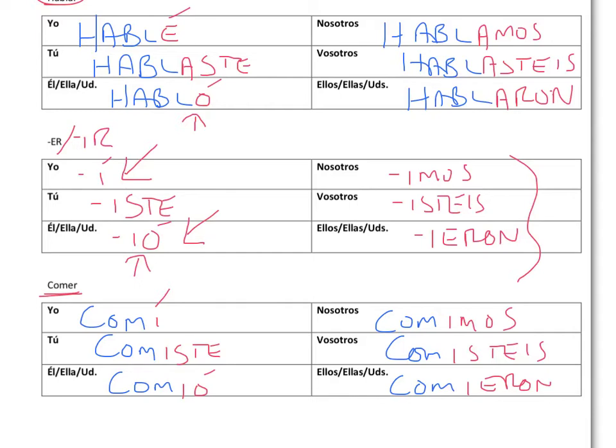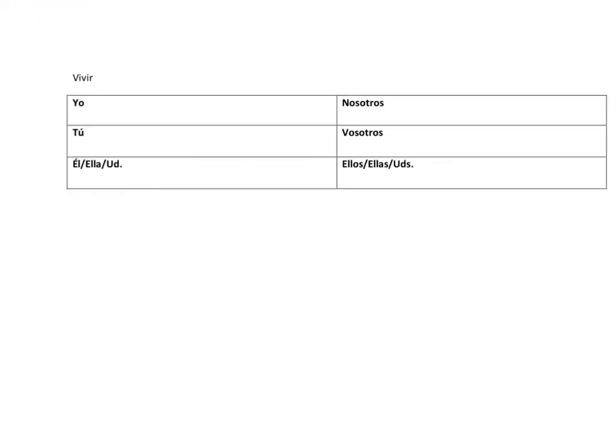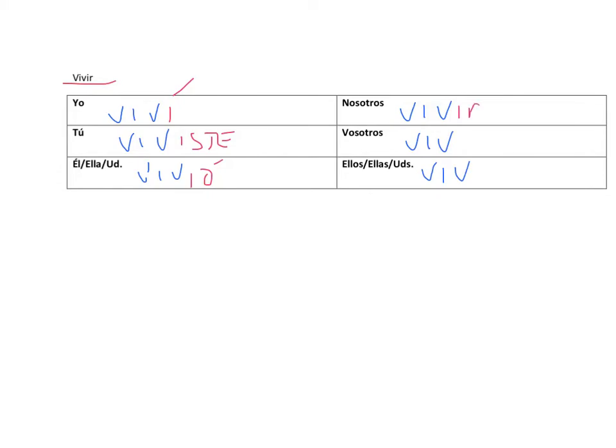So let's go over to the next slide. I will show you an IR verb, but they're going to be exactly the same. So let's take a look at vivir. It's an IR verb. Viv, and then we're going to say yo viví, I lived. So if you want to say like I lived in Florida, yo viví en la Florida. Viviste, vivió. Exactamente, exactly the same endings. Vivimos, vivisteis, and vivieron.